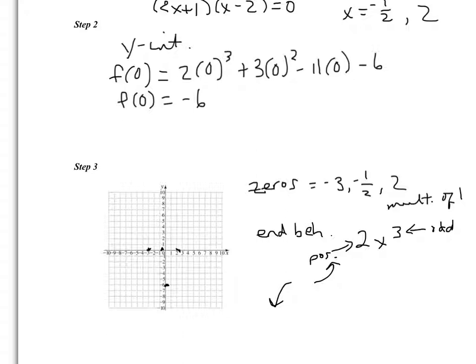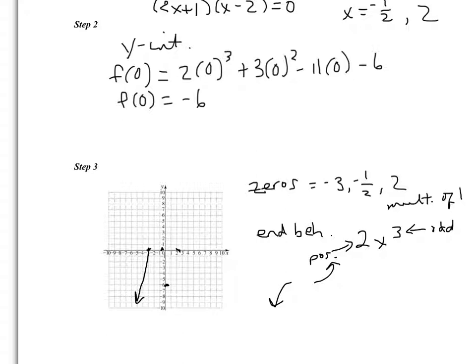Now I will tell you, just to help a little bit with turning points, they should occur most of the time about halfway between two zeros, because there is still some element of symmetry that you typically find in these graphs. So somewhere between negative 1 and negative 2 is where I'm going to have a turning point. What I don't know is where it occurs. It might go up just a little bit. It might go up quite a bit.